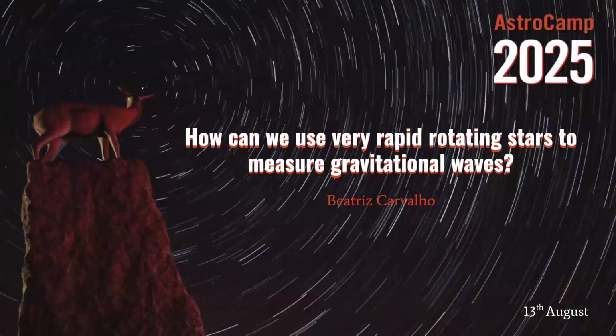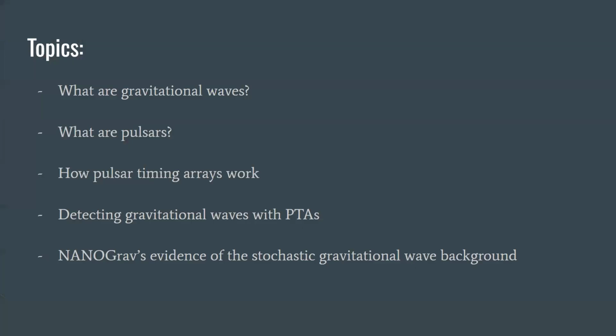Today we're going to explore the question: how can we use very rapidly rotating stars to measure gravitational waves? By the end of this talk, you will know what gravitational waves are, what pulsars are, how pulsar timing arrays work, and how we can use them to detect gravitational waves. And you will also know what NANOGrav is, evidence of the stochastic gravitational wave background.